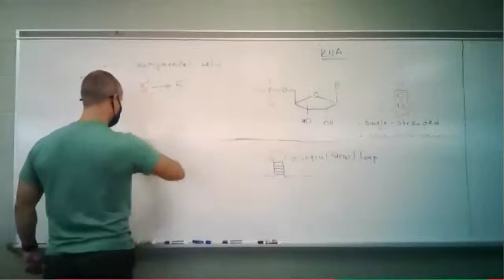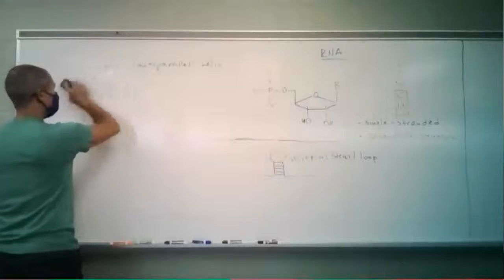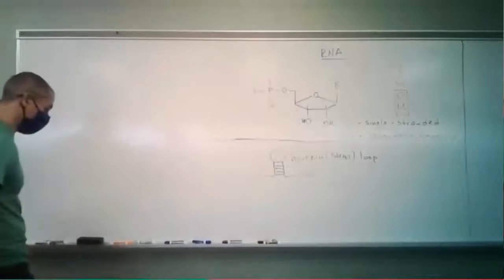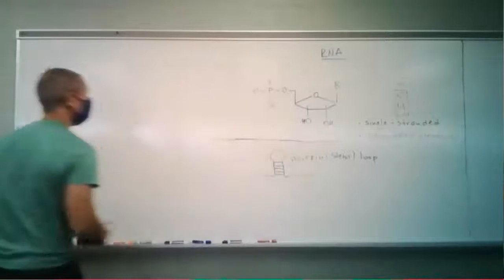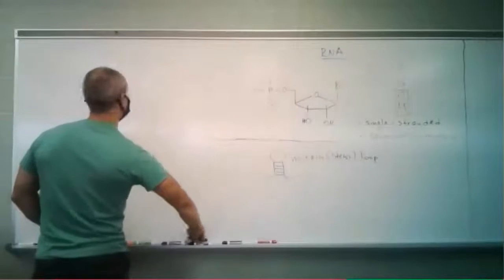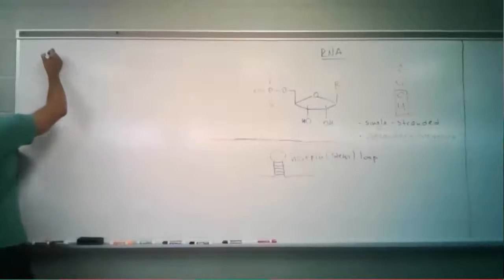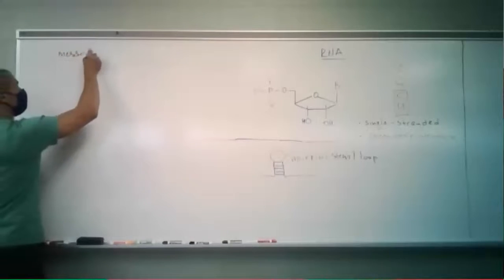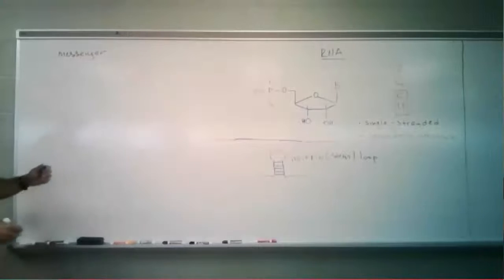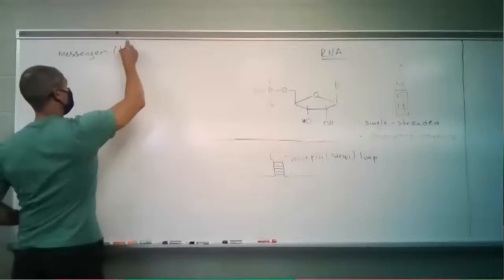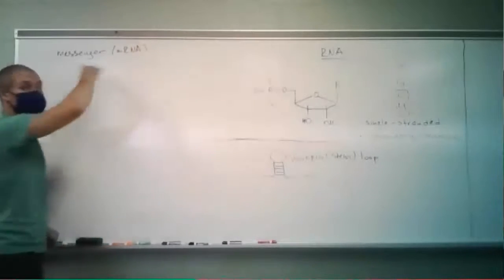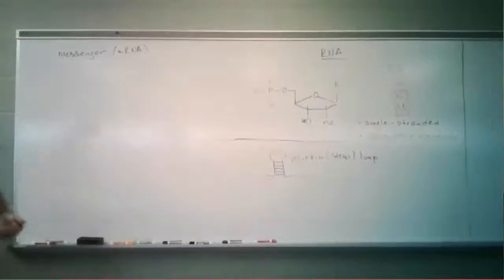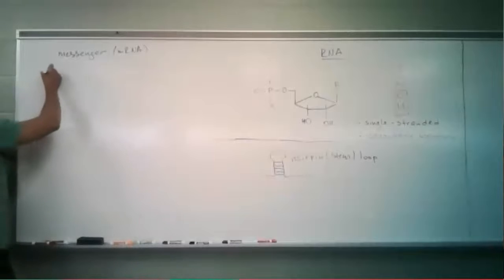Let's talk about different types of RNA, where DNA is in the cell, and start the transcription conversation. So RNA in the cell, types. It's all about RNA so far. Messenger RNA, or mRNA, carries the message from the DNA to the ribosomes for translation.